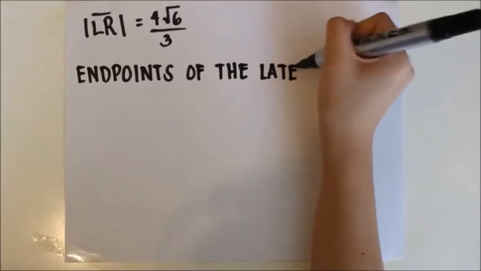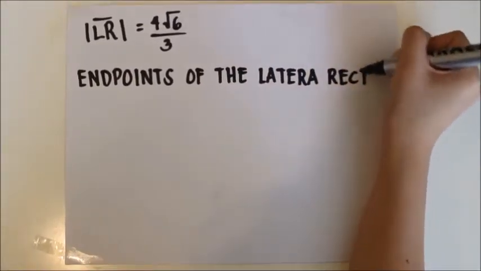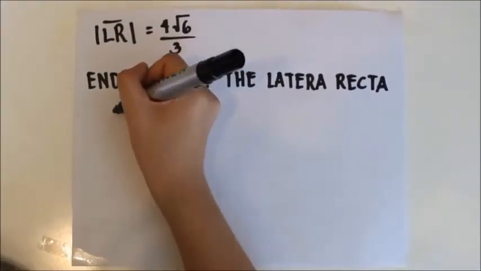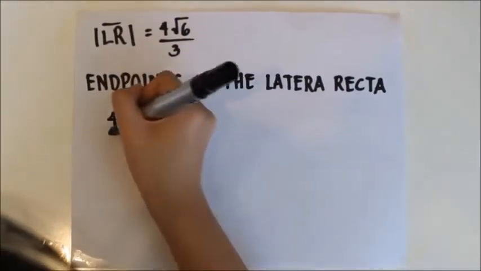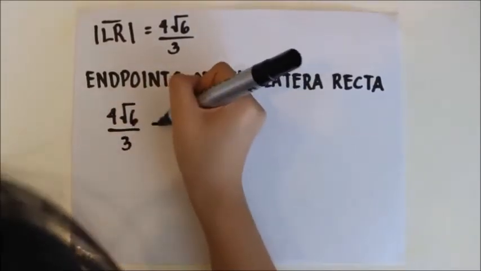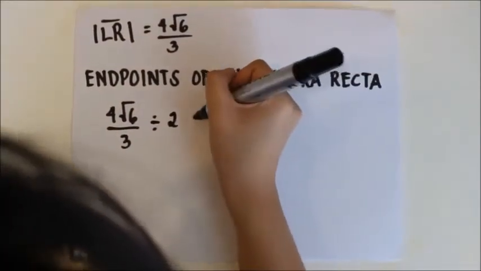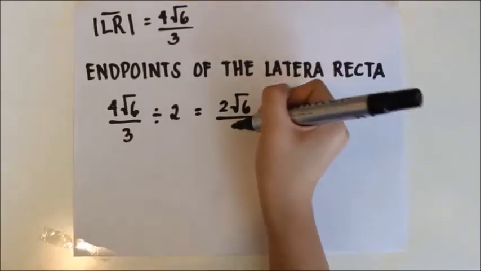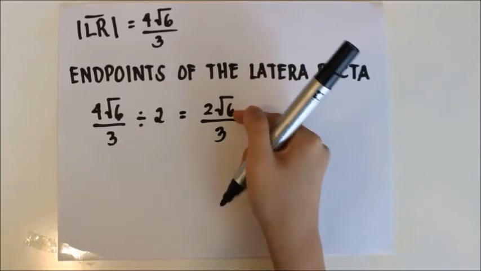The endpoints of the latera recta are found on the branches of the hyperbola. Since we already have the length of the latera recta, and a pair of endpoints are collinear with the focus, we divide the length of the latera recta by 2, and that gives us 2 square root of 6 over 3. We add and subtract such value to the y-coordinates of both the foci of the hyperbola because we know that the endpoints of the latera recta of a horizontal hyperbola are found above and below each focus.